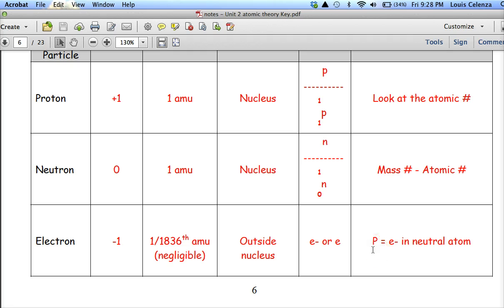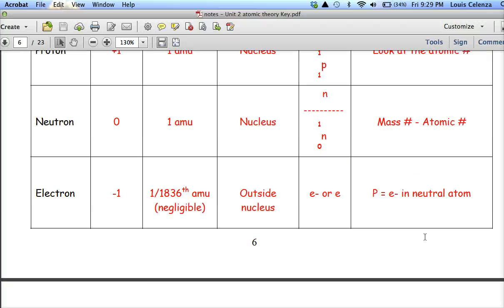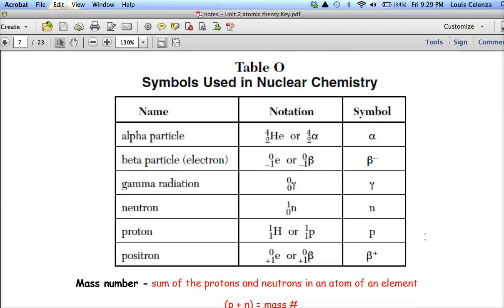So how do you find the number of protons? Electrons? It's the same as the protons if the atom is neutral. And for now, we'll consider all atoms neutral. We'll get into that possibilities later on. And this is just showing you that table O just gives you some of this information already.